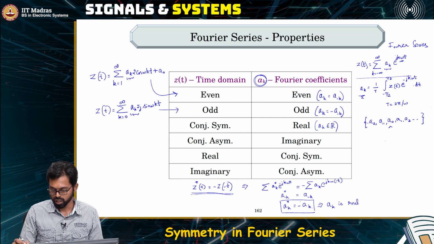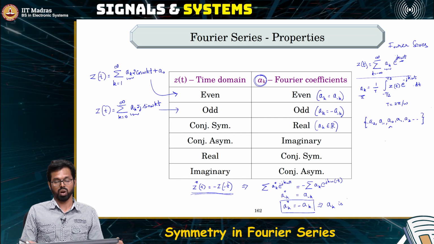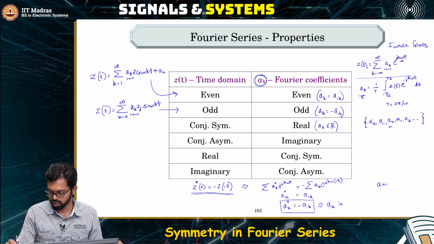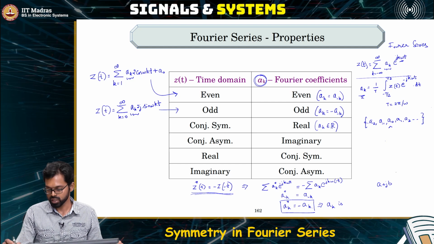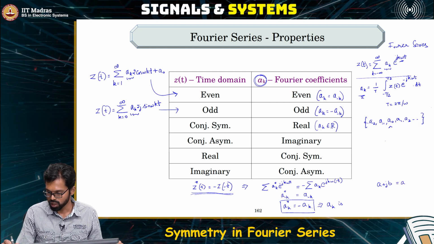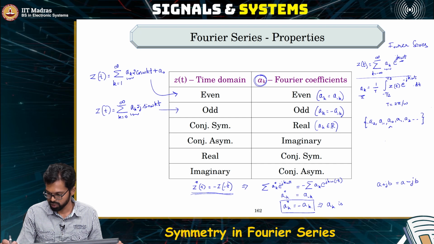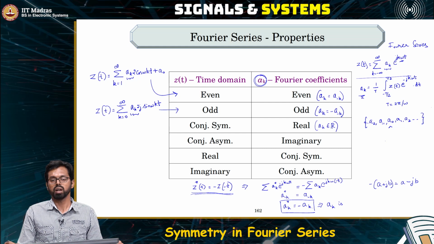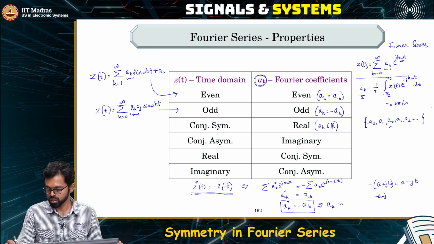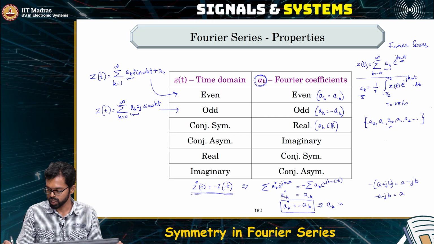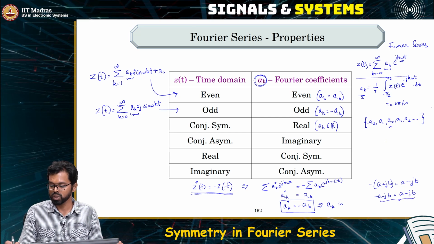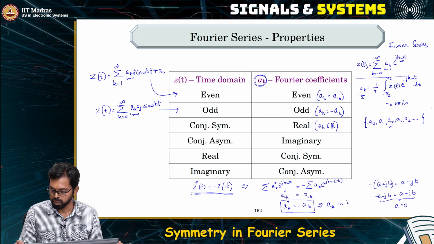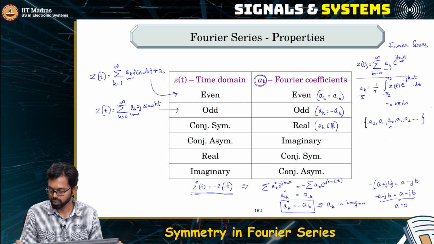So this is what we get. In other words, what are we saying now? The conjugate of a complex number is equal to the negative of that number. That is a plus jb. You take the conjugate, which is equal to a minus jb. We are saying that this is equal to the negative of the original complex number. In other words, we are saying a minus jb is equal to minus a minus jb. This can happen only when a is 0, or in other words, ak is completely imaginary, is purely imaginary.